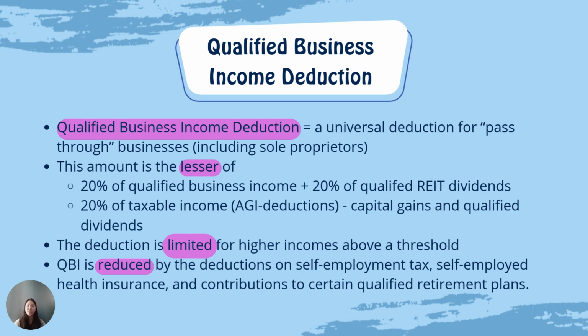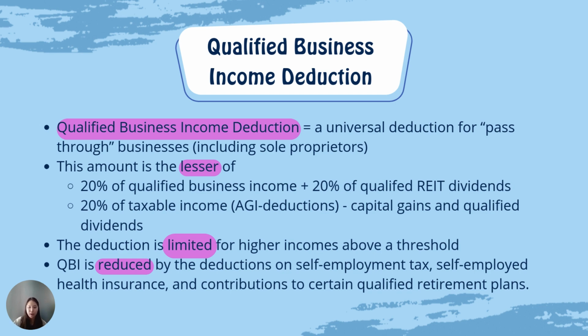Now, we mentioned earlier that there are some deductions that can be taken even if you took the standard deduction. And one of those, the main one, is the qualified business income deduction. The QBI is a universal deduction for pass-through businesses, including sole proprietorships. A pass-through business basically means that you're not taxed at the business level and the personal level, they're one and the same. So in this case, the amount is the lesser of 20% of qualified business income plus 25% of qualified real estate investment trust dividends.